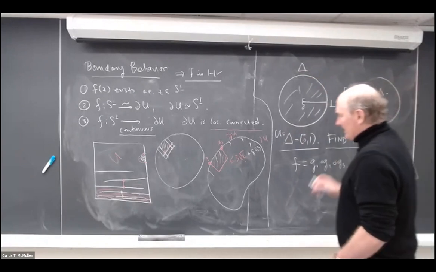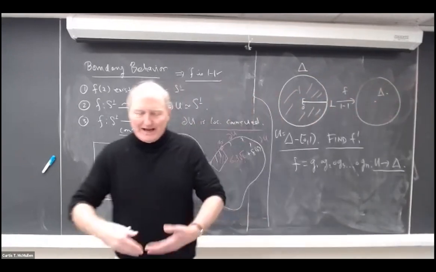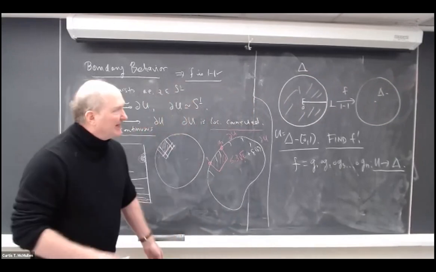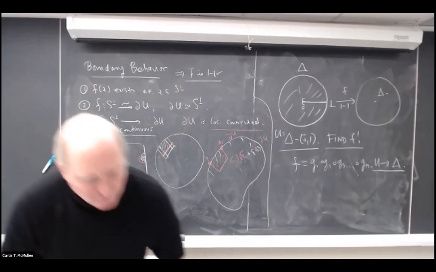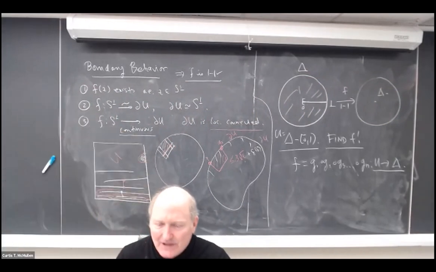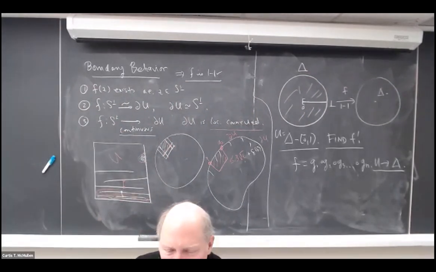So the actual formula is not important, but the idea is to apply a sequence of elementary transformations until you're able to turn the slit disk back into the unit disk by a conformal mapping. Okay, so let's go to breakout rooms for 5-6 minutes, and then we'll come back and discuss the results.